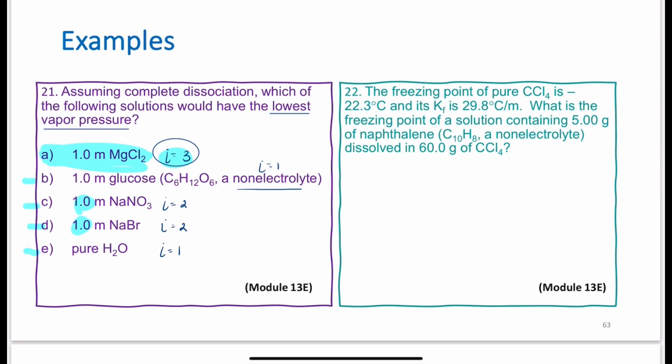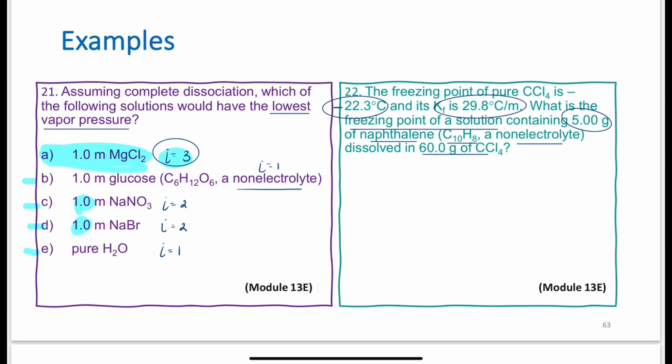We are told the freezing point is negative 22.3. We are told the Kf is 29.8. We want to know the freezing point of the solution. We know that it has 5 grams of naphthalene. We're given the molar mass. We're told it's a non-electrolyte. And we're told the mass of the solvent. So we got a lot of information here.